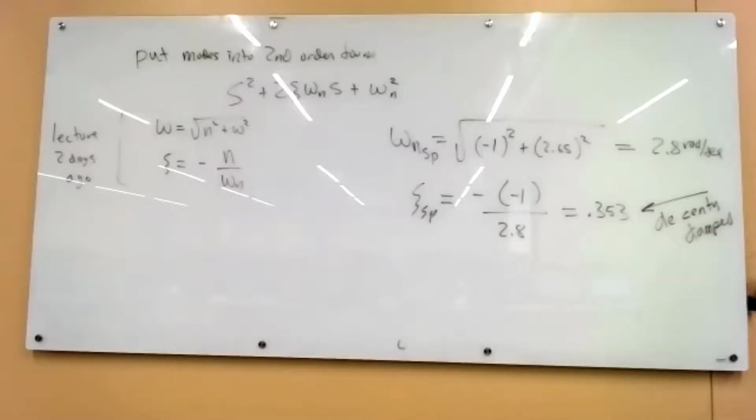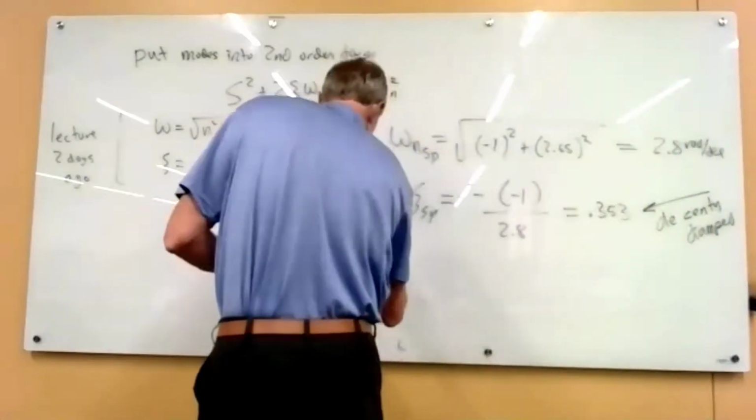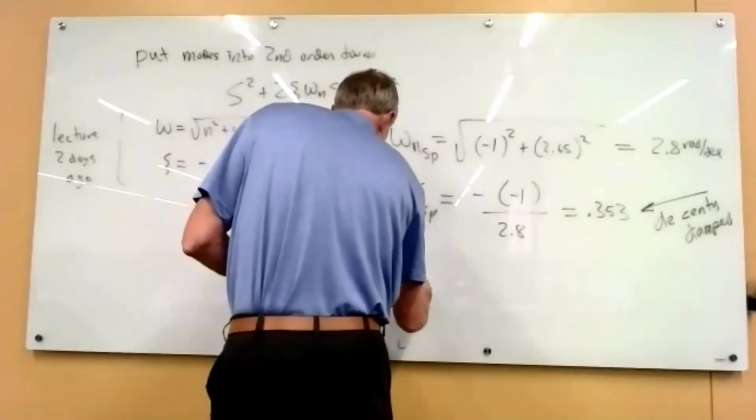But is that good enough? We don't know. And that's where chapter 6 comes in, is it will tell us what the federal aviation regulations say this damping ratio should be for good pilot handling qualities. So we'll get to that, but we'll need this number. And then for the phugoid, we do the same calculation.